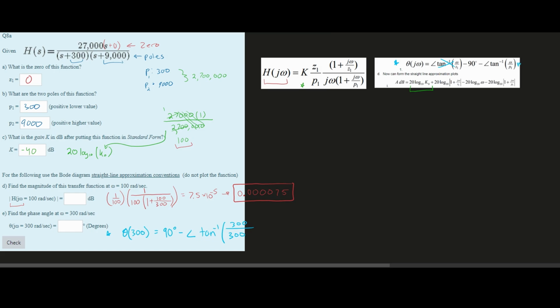However, we will have to modify this if we have more than just one P. So inside of here, we are going to have a plus our omega, which is 300, divided by our next P, which is 9,000. And this is going to give us 44.06, which we can say is approximately 45 degrees.